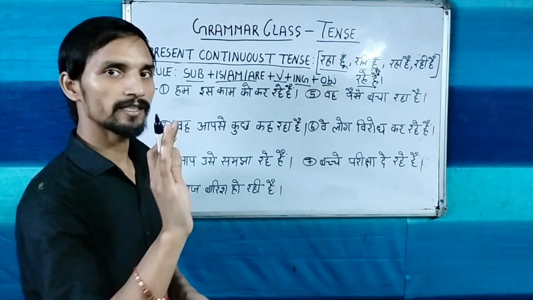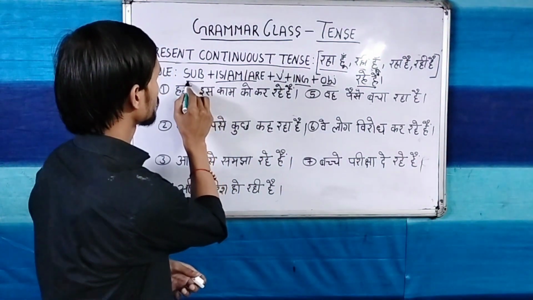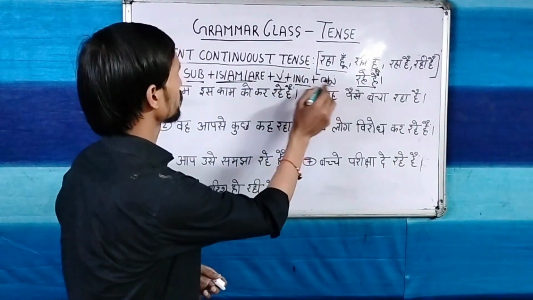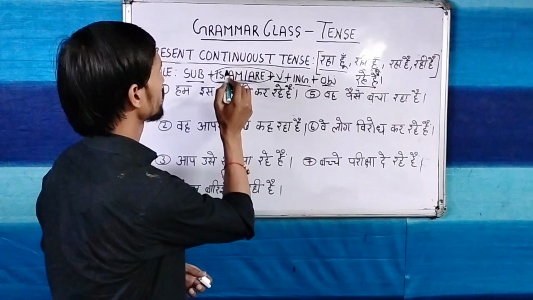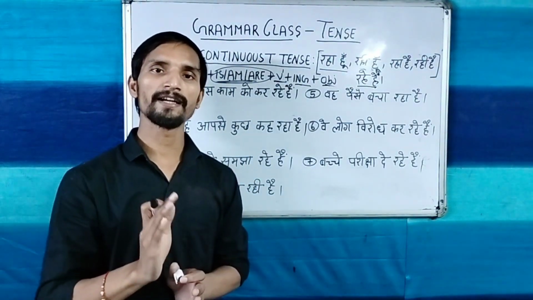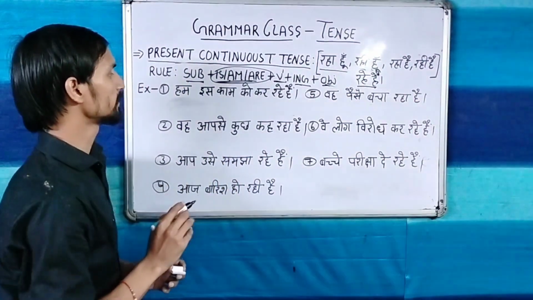Now let's see what is the structure of this sentence. So structure is subject plus ijmr plus verb first form plus ing plus object. Ijmr, this is a helping verb which helps to make any kinds of these sentences. So now let's see how to make these sentences.